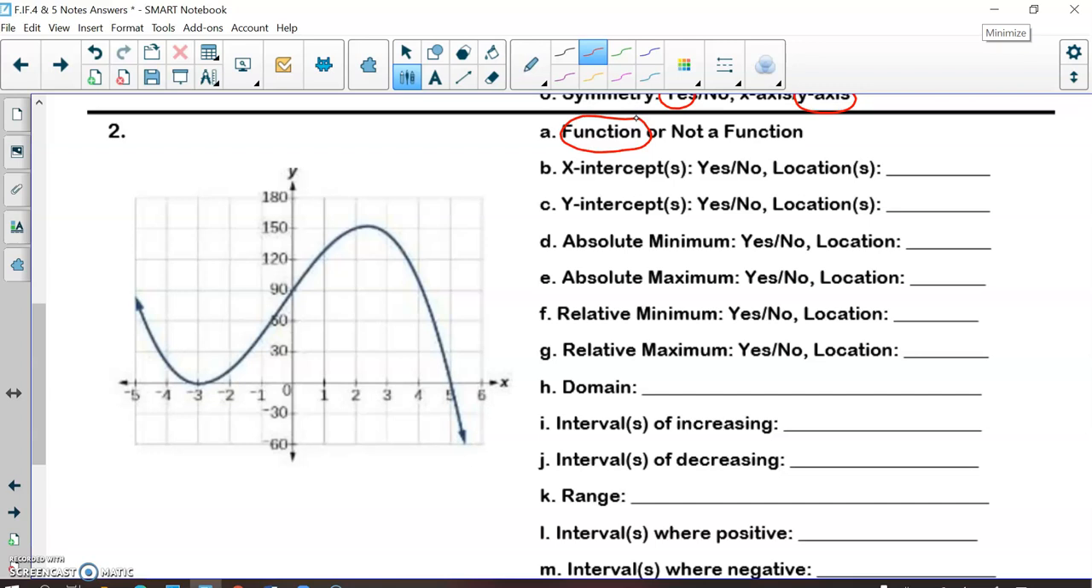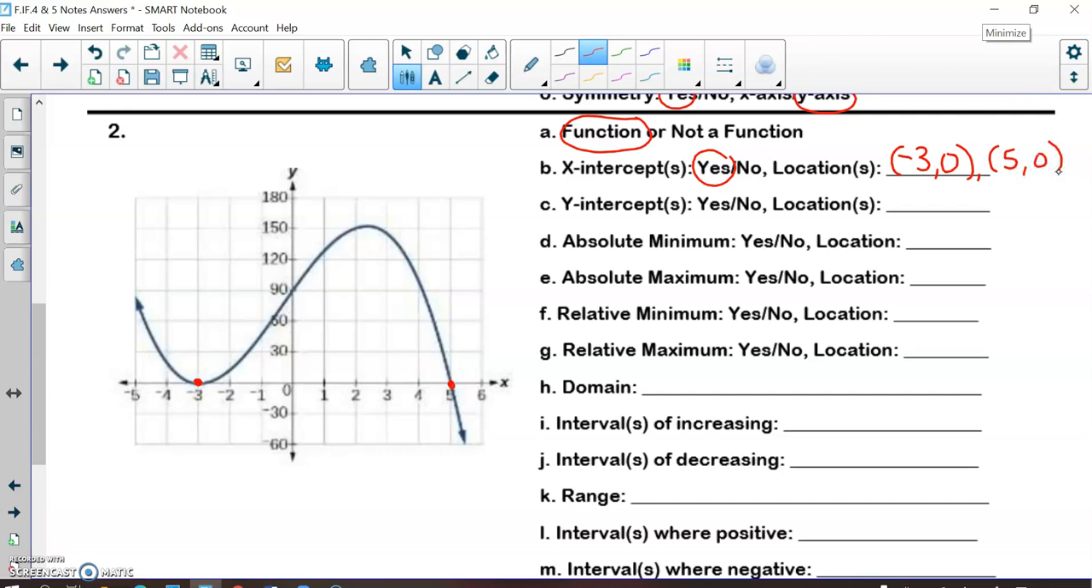All right, the x-intercepts are where it crosses the x-axis. So we cross at the x-axis here and here. So it does have x-intercepts, and there are 2 locations. My first location is (-3, 0). My second location is (5, 0).